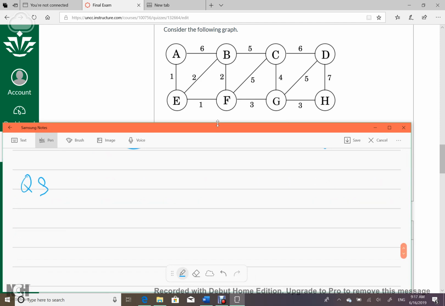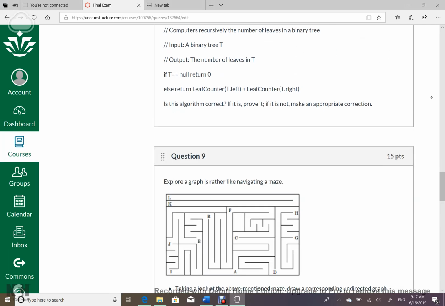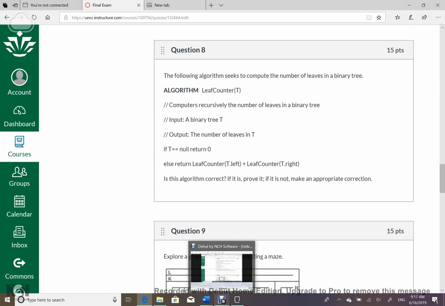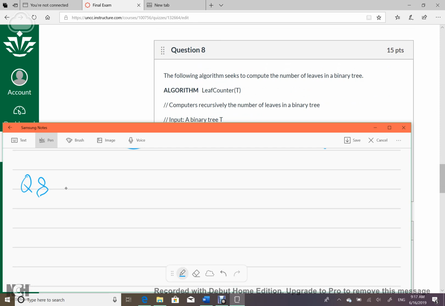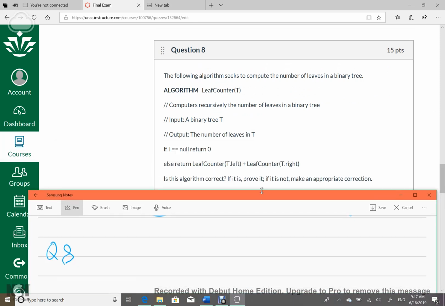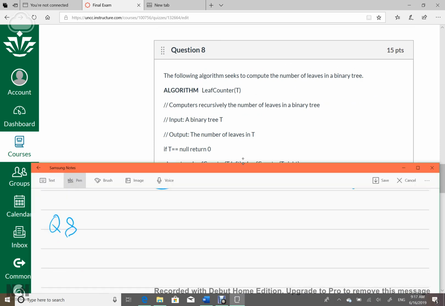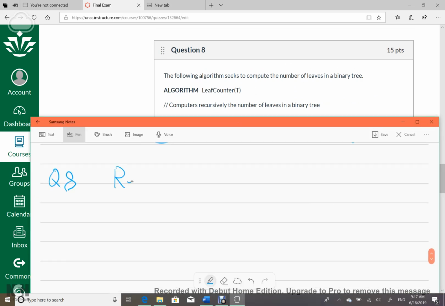Let's go to question 8. Question 8 is my favorite question. The following algorithm seeks to compute the number of leaves in a binary tree, the leaf count. And then we give it a code. We want to find out whether this algorithm is correct or not. So this is a very important question. We want to check recursion.